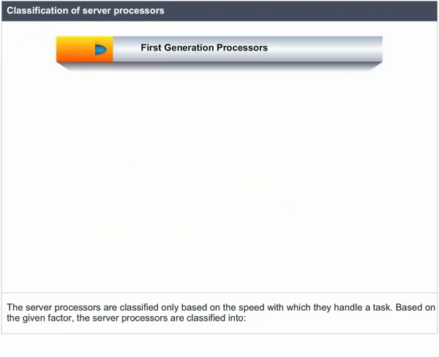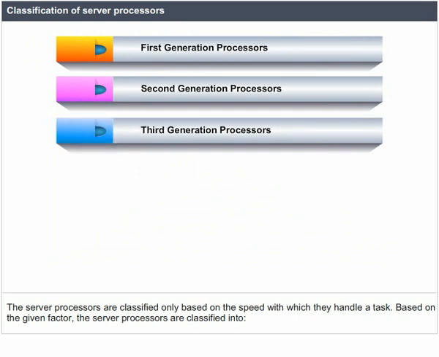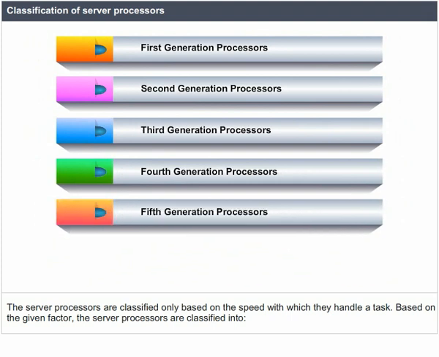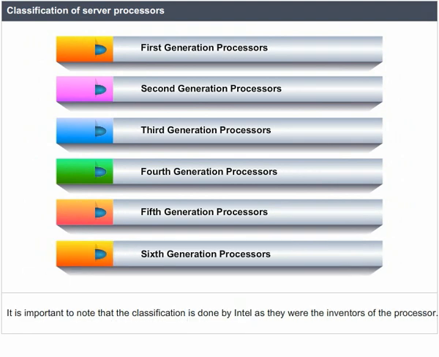first-generation processors, second-generation processors, third-generation processors, fourth-generation processors, fifth-generation processors, sixth-generation processors. It is important to note that the classification is done by Intel, as they were the inventors of the processor.